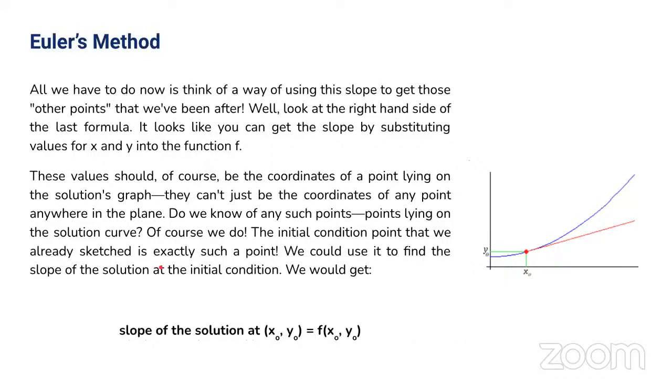Now, since we have spoken about the slope, the question is, how does the slope even matter? Or how are we even going to use this slope to get other points that we're looking for? Now, the graph you see here, on the other hand, shows the slope at the point x naught and y naught. The slope is represented with the red line on the graph.